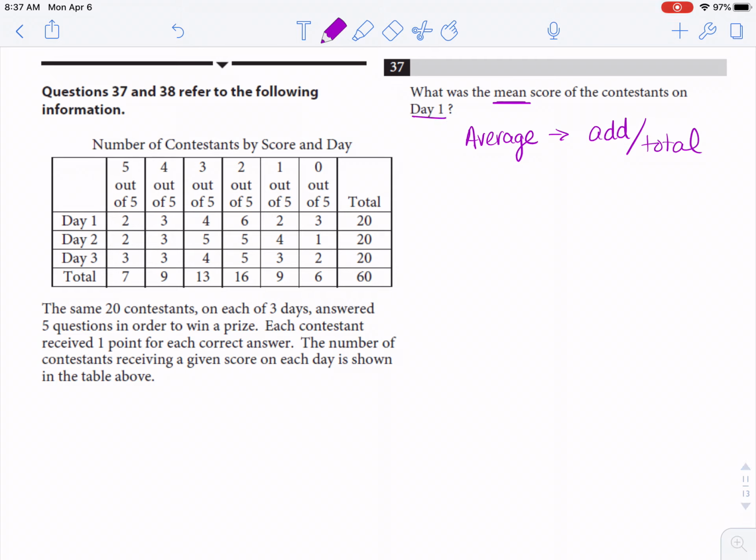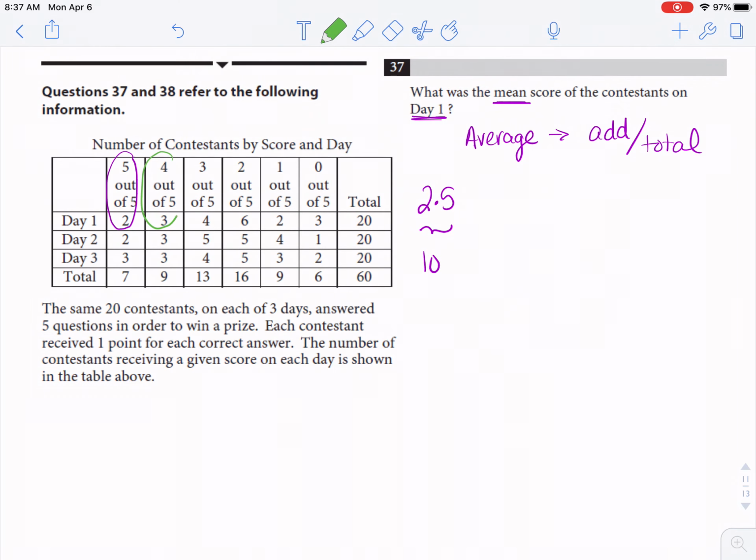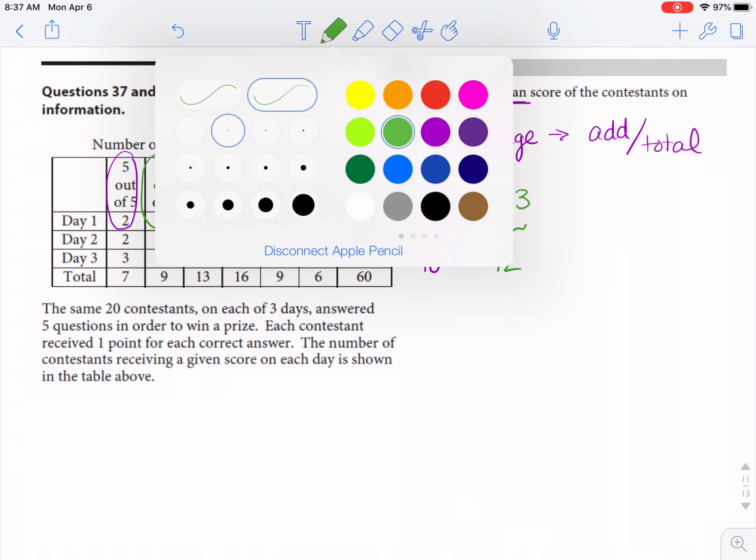So we're looking at day 1. How many people scored a 5? 2. 2 people scored a 5. How many points is that worth? That's worth 10 points. All right. 4 scored a 3. How many points is that worth? 12 total points.